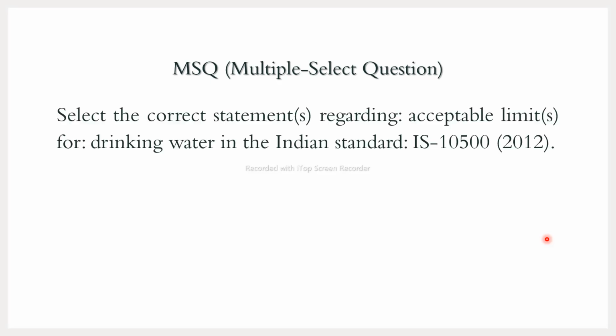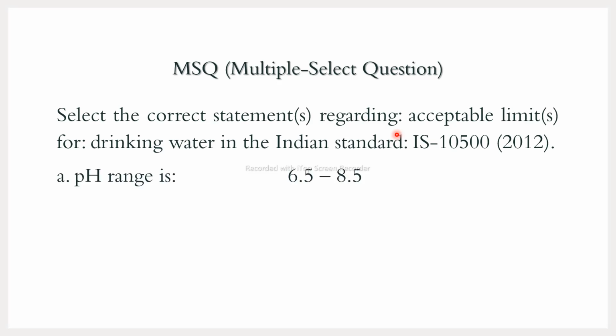Now let's go to our next, again MSQ, multiple select question. You have to select the correct statement regarding the acceptable limits for drinking water in the Indian standard. The Indian standard, or IS, that gives you the acceptable parameters for drinking water is 10500. I think 2012 is the latest version. I don't remember exactly, but it is widely used. And what is the correct statement regarding the acceptable limit for drinking water as per the standard?